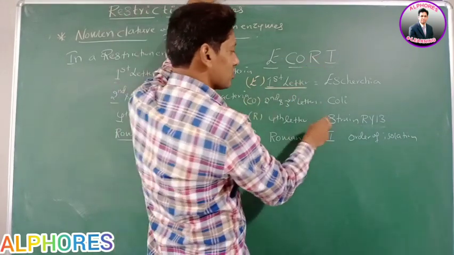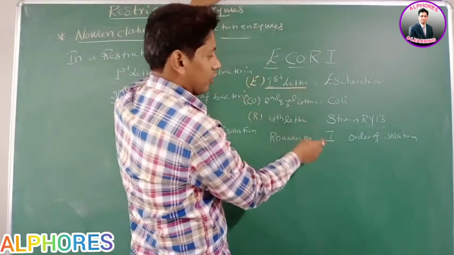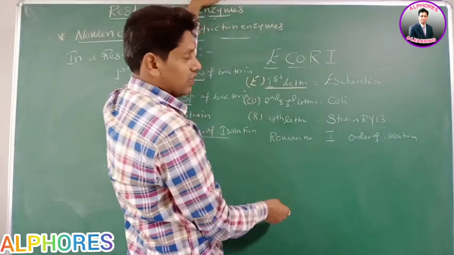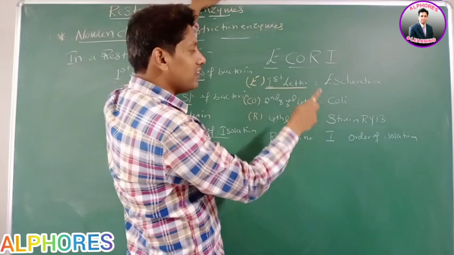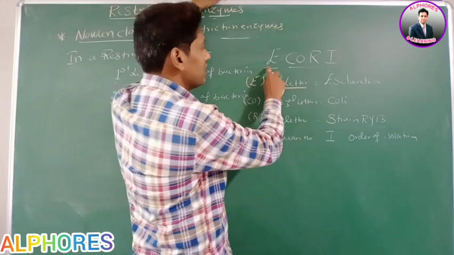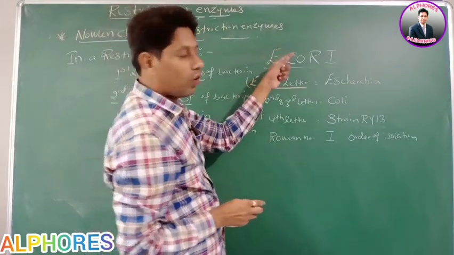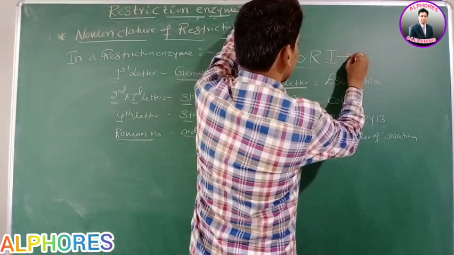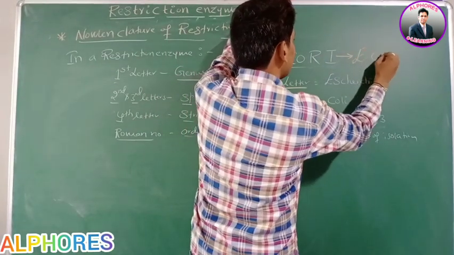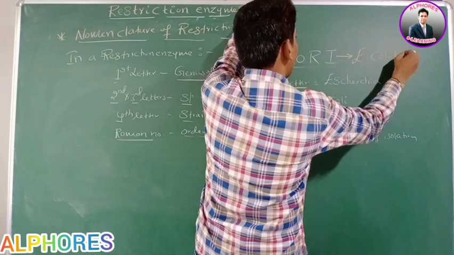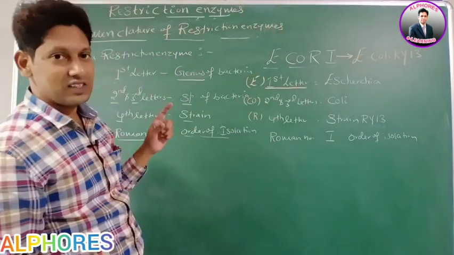What does it indicate? Strain. What is the strain here? RY13. What is the Roman number here? 1. Roman number indicates order of isolation. It means from E. coli RY13 strain of bacteria, this is the first isolated enzyme. Is it okay? Therefore, EcoR1 is isolated from which bacteria? E. coli RY13 strain of bacteria. Is this example okay?